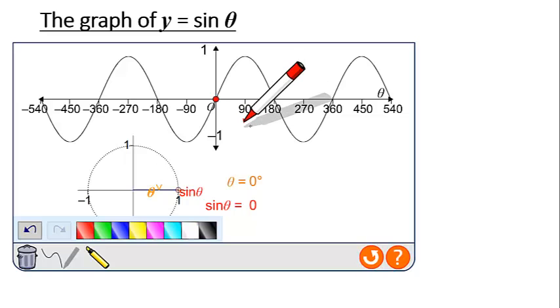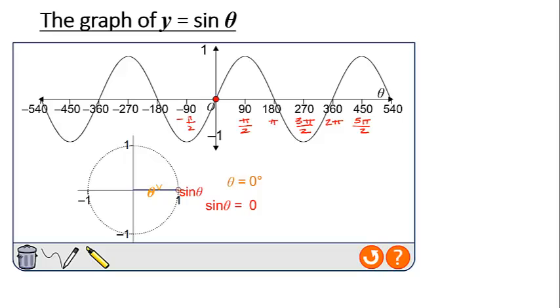So 90 degrees we know is pi over 2 radians, 180 degrees is pi radians, 270 degrees is 3 pi over 2 radians, 360 degrees is 2 pi radians. Hopefully you can see we're going up in 90 degrees or pi over 2 radians. So the next one would be 5 pi over 2 radians and so on. Negative 90 degrees is just negative pi over 2, etc.